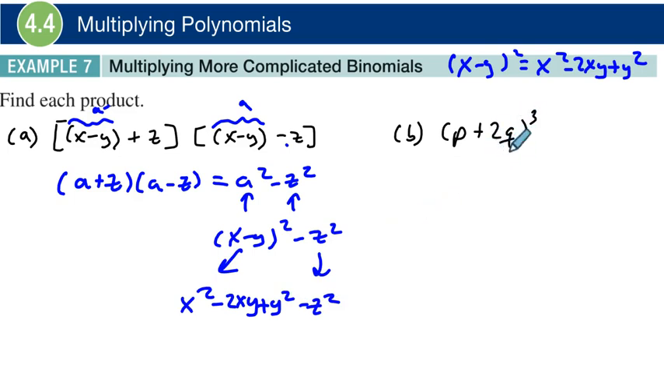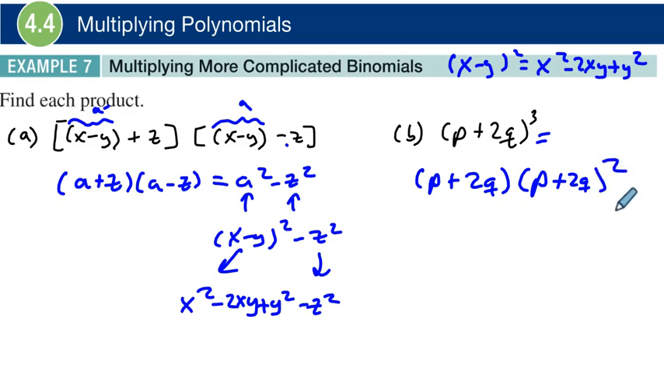All right, now this is the first time we're seeing a power of 3. So let's expand this first. We have p plus 2q times p plus 2q squared. Check this out, that's what I have right here: p plus 2q times p plus 2q squared.